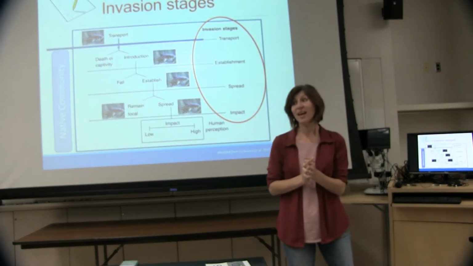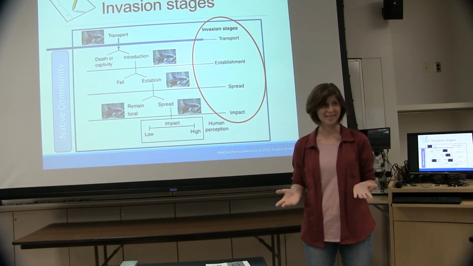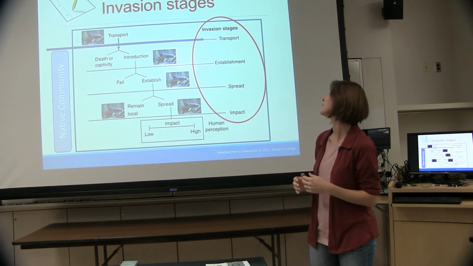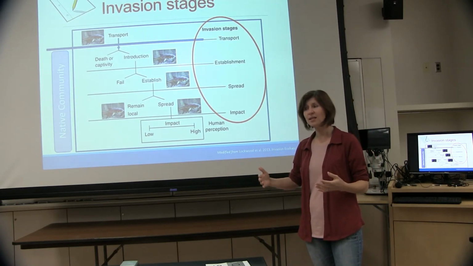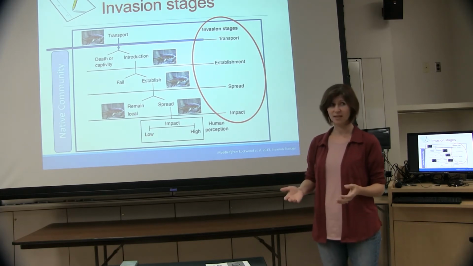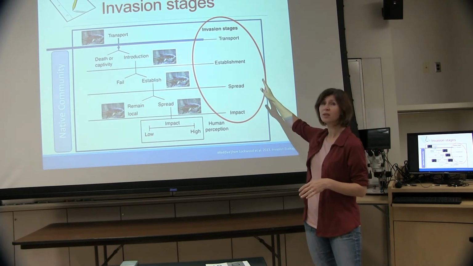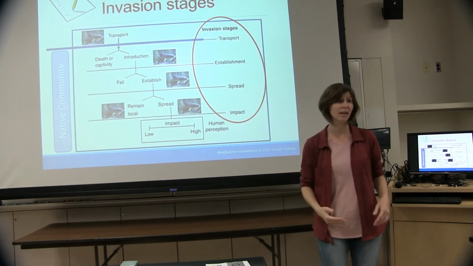Okay, thank you. And this is actually the invasion stages. So all of your answers were absolutely very close. As we can see here, any introduced species, in order to become invasive, should go through several stages: transport, establishment, spread, and then impact in native communities.